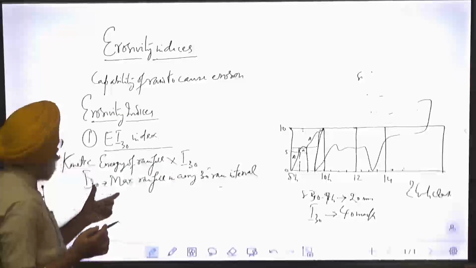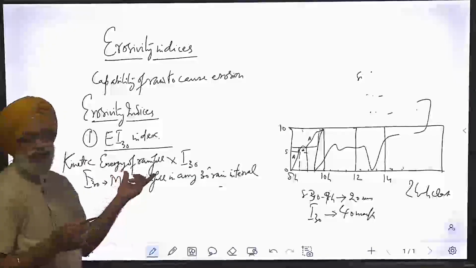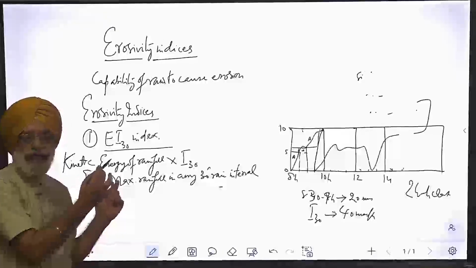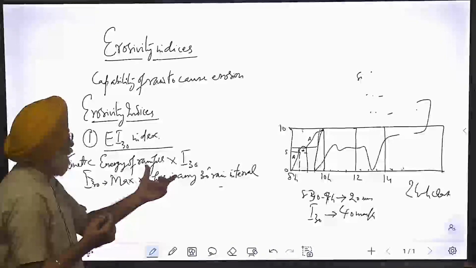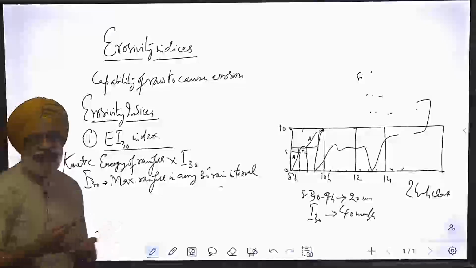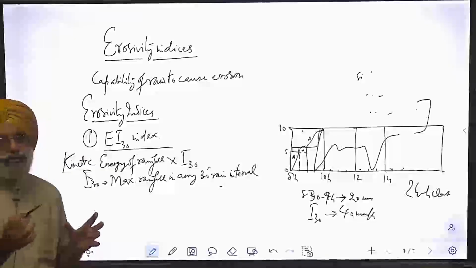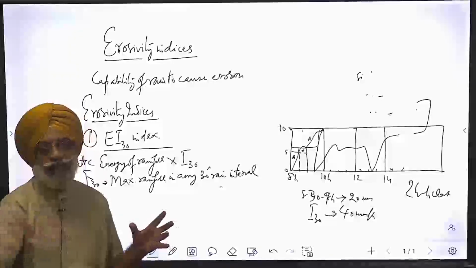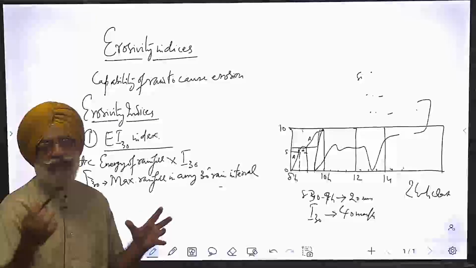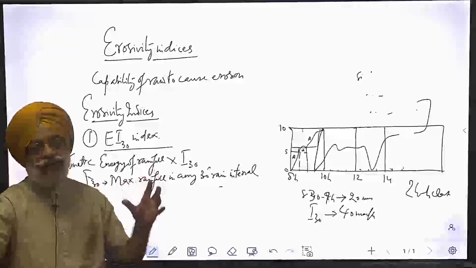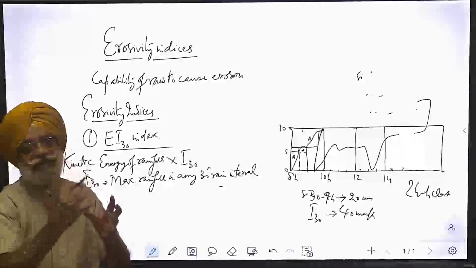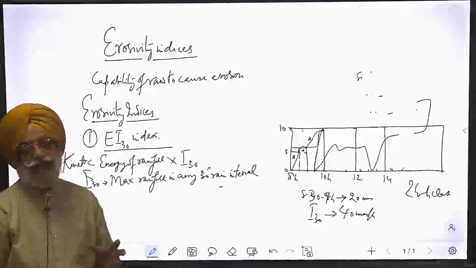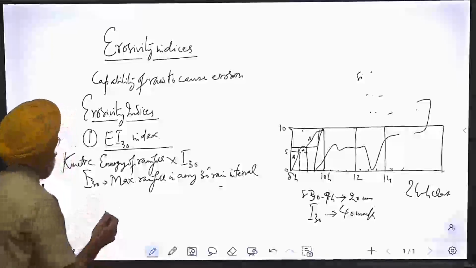Then we find out the kinetic energy of the rainfall. I will just now show how to calculate the kinetic energy, and the product of the two will give us an index EI30. So, we can then map this EI30 for different places in a particular state, in a particular country. We can have a country-wise map that, okay, at these different places we have this type of erosivity.